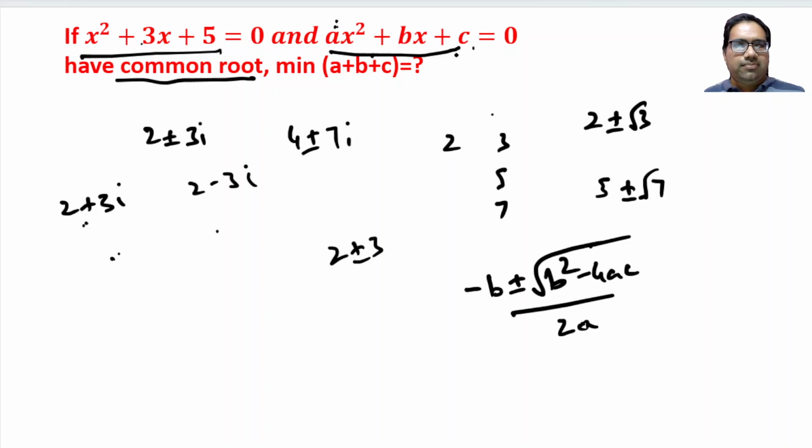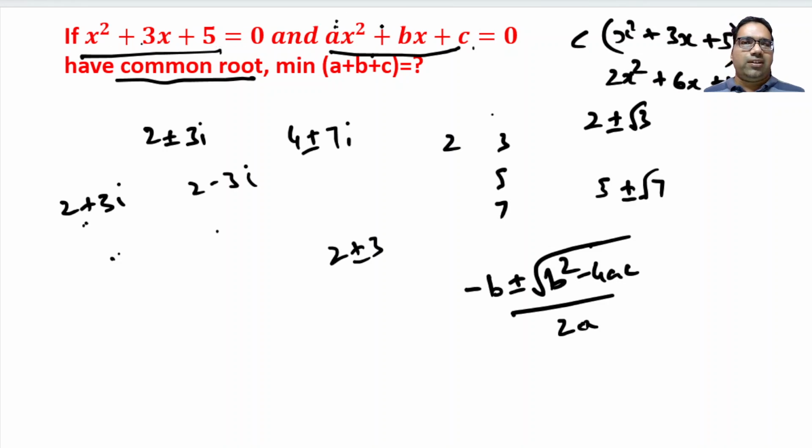That means this equation should be something like x square plus 3x plus 5 into some multiple. The multiple could be 1, could be 2; if it is 2, then 2x square plus 6x plus 10, or anything like this. So this equation should be a multiple of this equation. Then only both roots are the same for this equation and that equation. Now we know the format of this equation. This is actually a multiple of this equation.